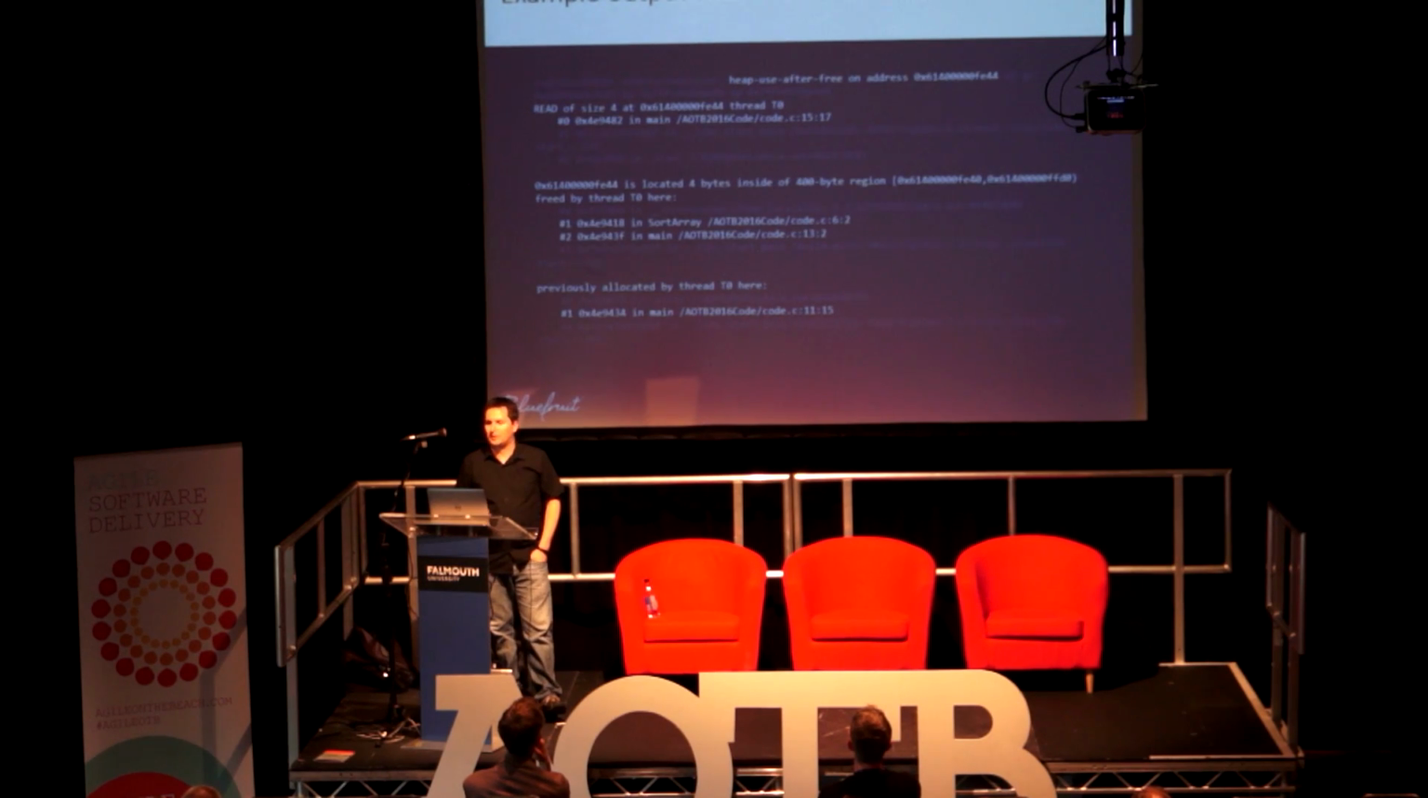We're then told a little bit about where the data is located and a stack trace to the bit which freed it, so it's freed in sort array on line 6. And finally, we're given a stack trace to the code that originally allocated the memory, so it's in the main function of code.c on line 11. So using sanitizers when you're running your tests on your dev PC can give you extra feedback that you may not actually get from your tests alone.